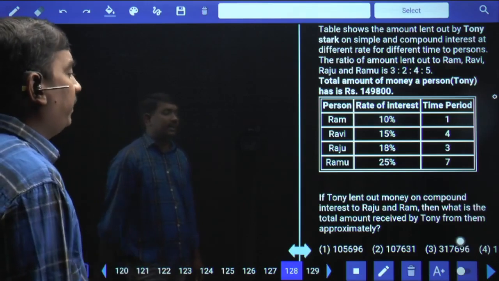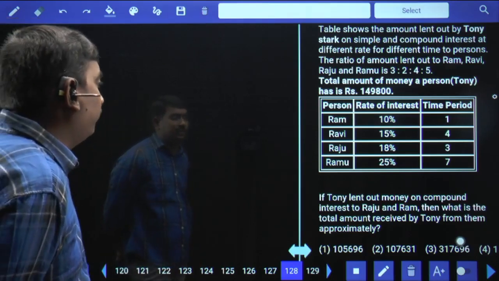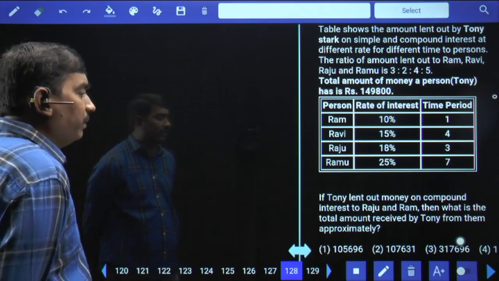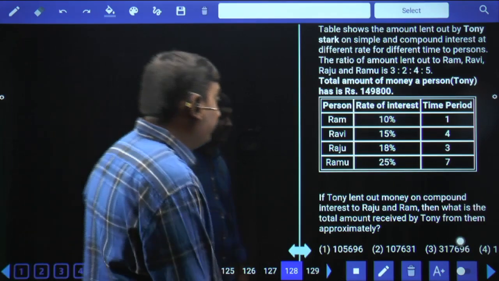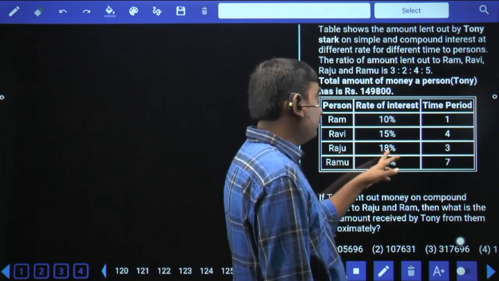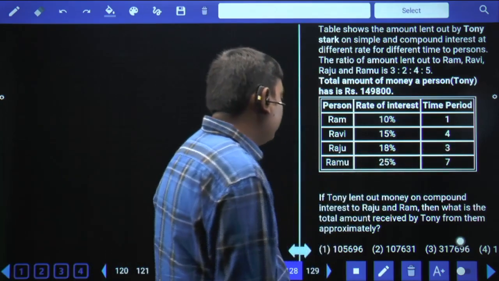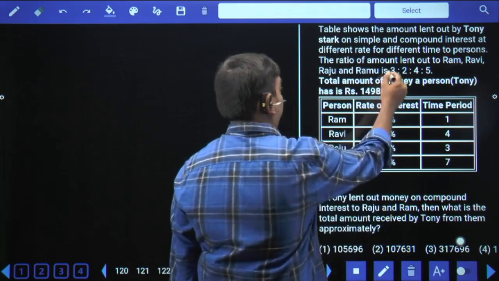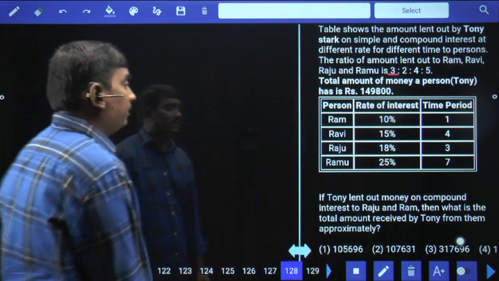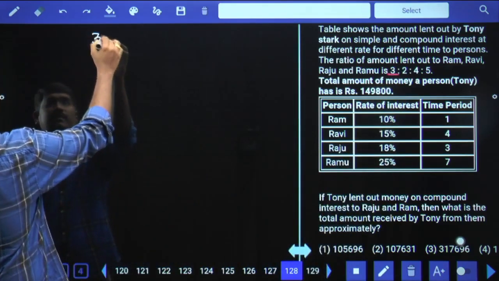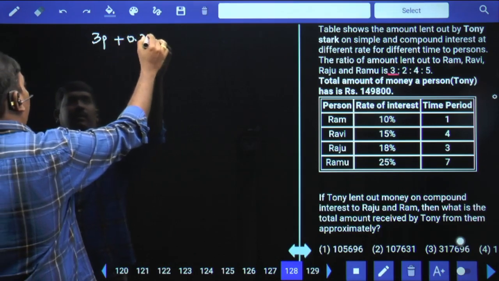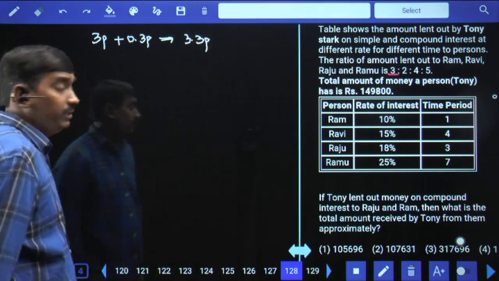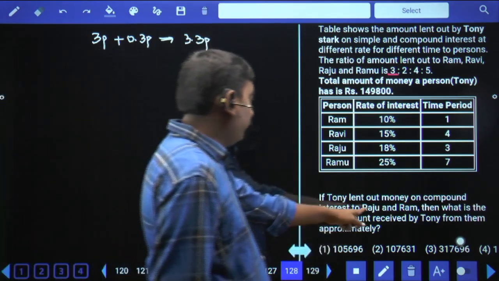If Tony lent out money on compound interest to Raju and Ramu, then what is the total amount received by Tony from them, approximately? Raju 18%, time period is 3 years, and Ram 10%, time period is 1 year. Ram means 3 parts only. On 3 parts, 10% means 0.3. Total amount is 3.3 parts. That is Ram.